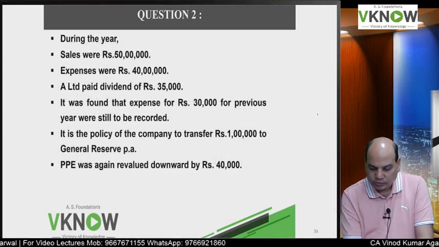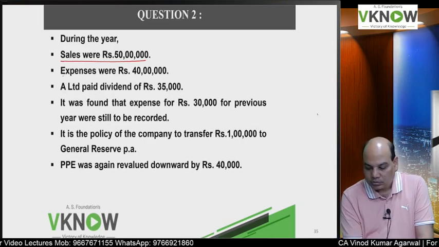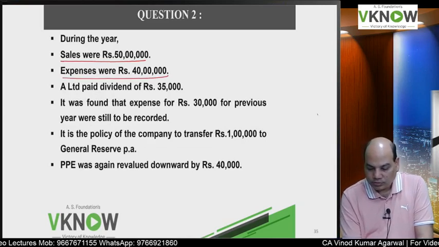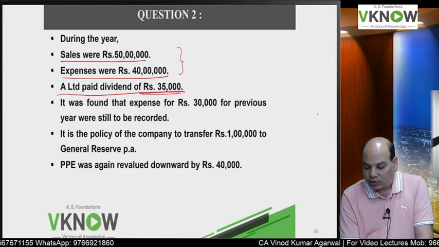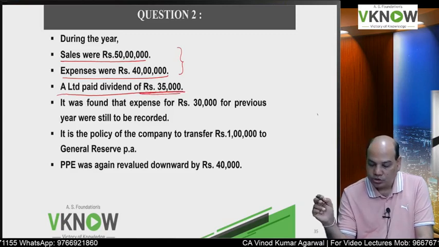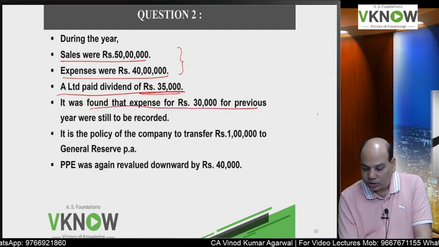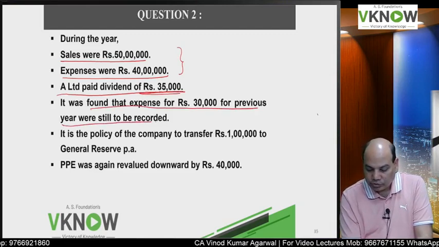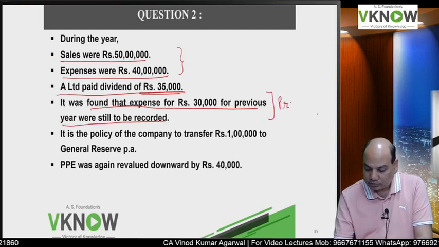During the year, sales were rupees 50 lakh, expense were 40 lakh. So these two will come in the first part of the statement of profit and loss. Dividend paid was 35,000. This I will deduct directly in SOCIE. It was found that expense of 30,000 for previous year were still to be recorded. This is prior period item.